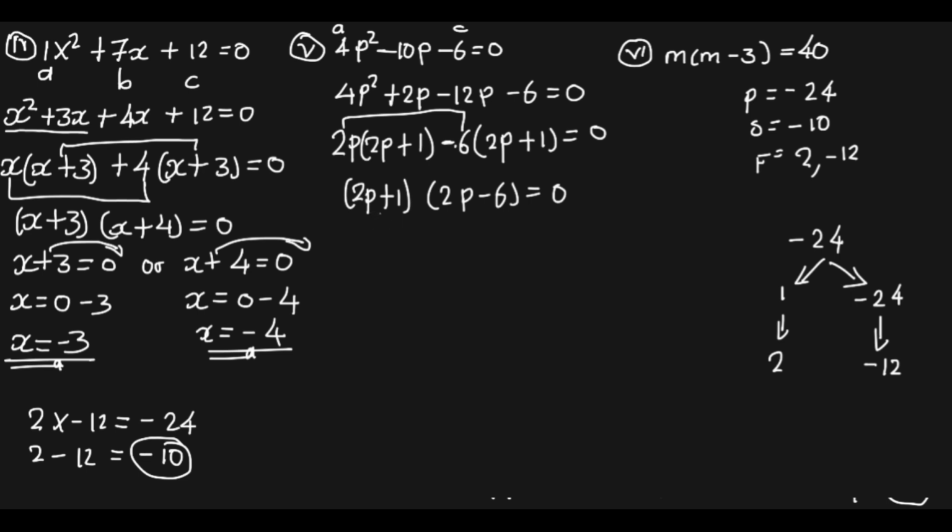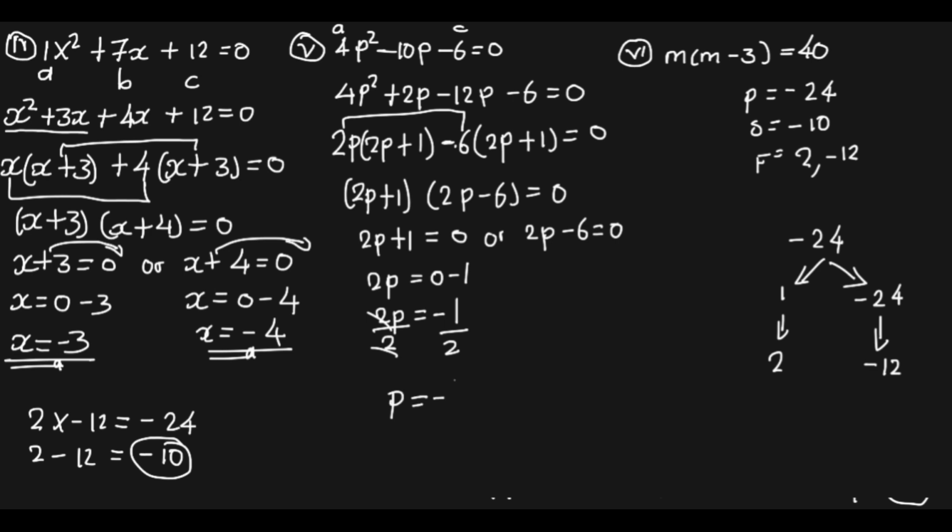Then we are going to equate each to 0. 2p plus 1 is equal to 0, or 2p minus 6 is equal to 0. So here we are going to move our positive 1 to the other side, which is now 0 minus 1. 2p is equal to 0 minus 1, which is -1. We divide by 2, also by 2. p is equal to -half.